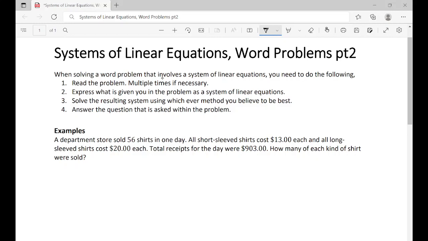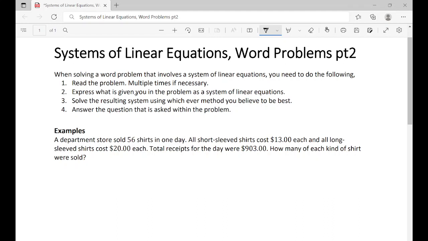When solving a word problem that involves a system of linear equations, you need to do the following. First, read the problem multiple times if necessary. Rarely can you read a problem one time through and just know everything. It's always a good practice to go through it a couple times to make sure you didn't miss something.